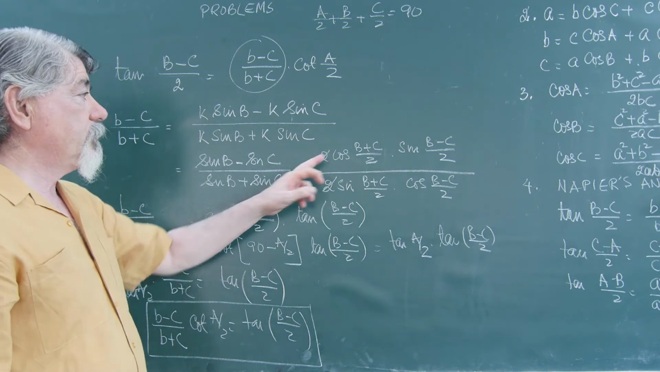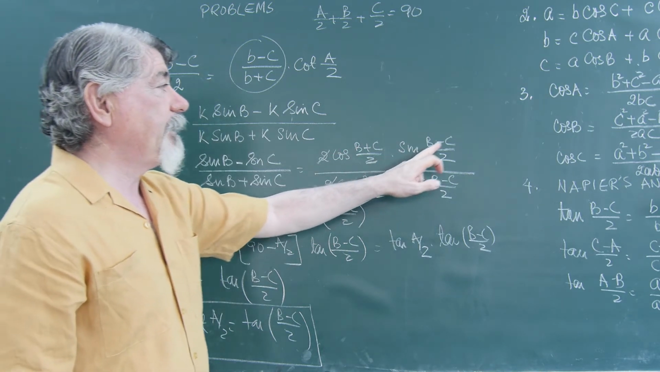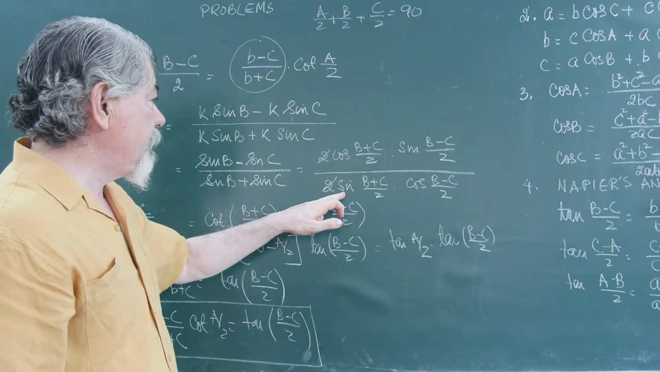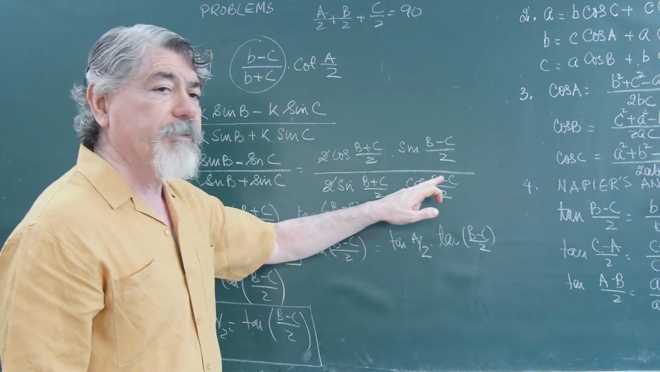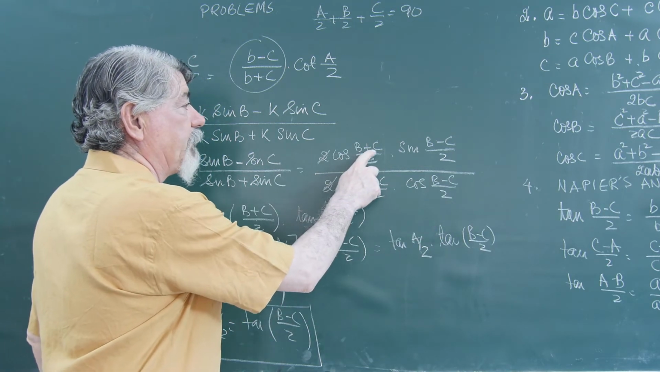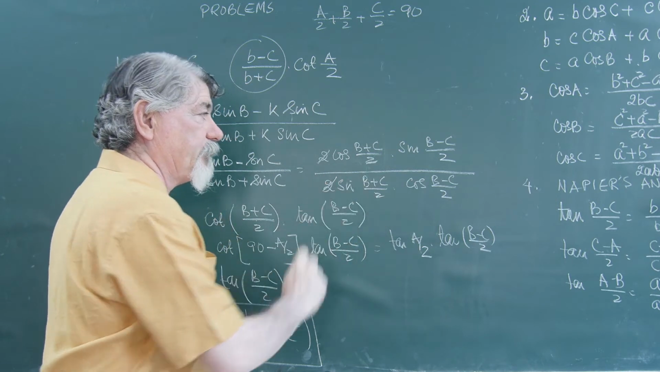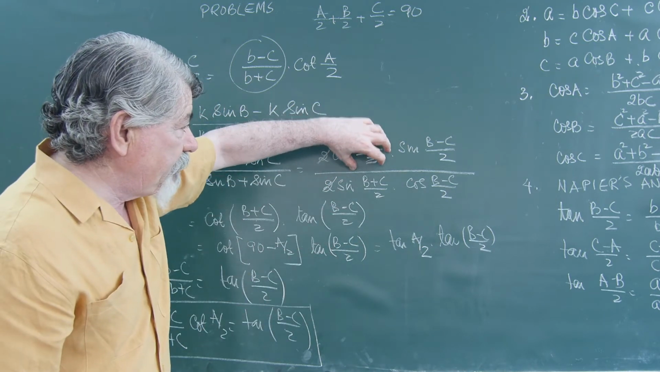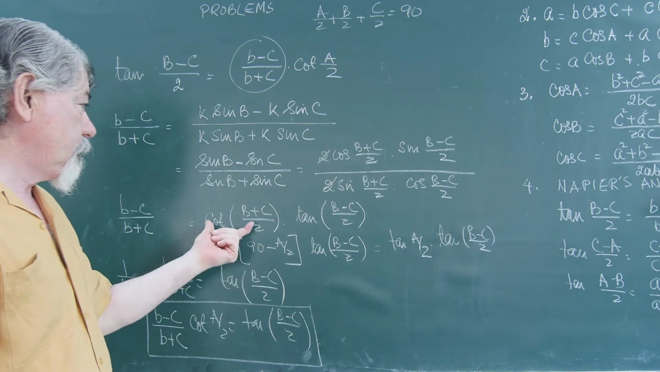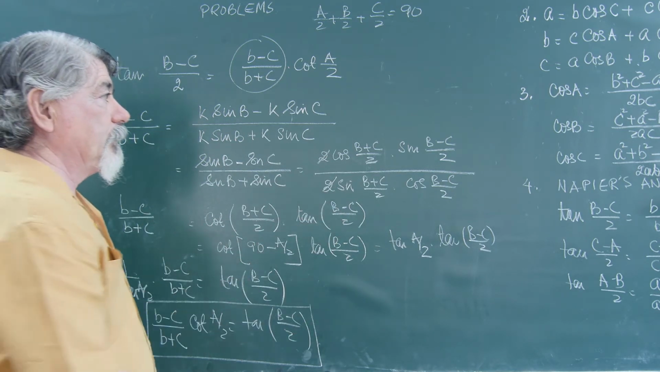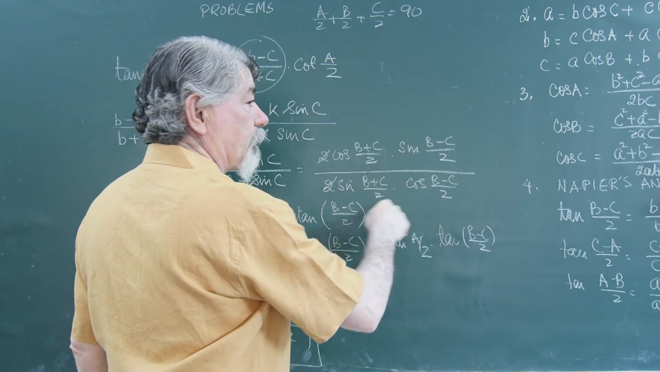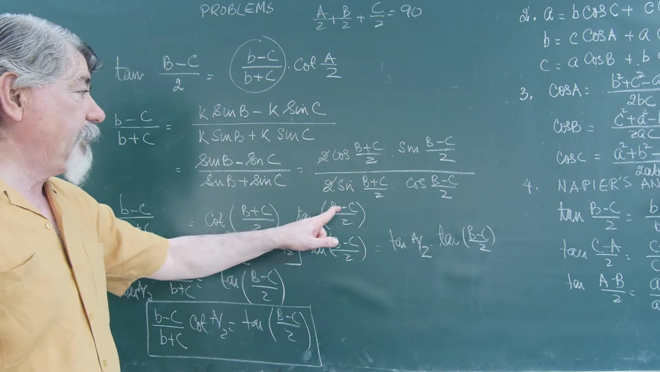So 2 cos((B plus C)/2) sine((B minus C)/2) upon 2 sine((B plus C)/2) cos((B minus C)/2). 2 cancels. Cos((B plus C)/2) upon sine((B plus C)/2), because the angle is the same here, (B plus C)/2. Cos upon sine is cot theta, so cot((B plus C)/2). Here the angle is (B minus C)/2 in both, and sine upon cos will become tan, so tan((B minus C)/2).